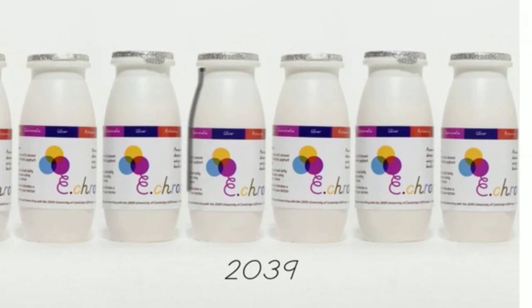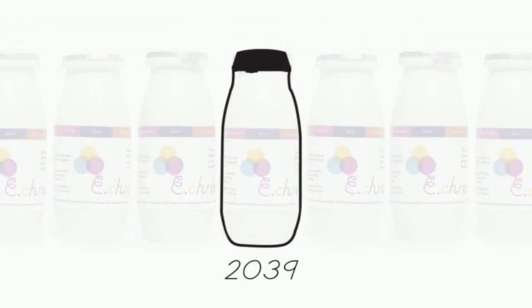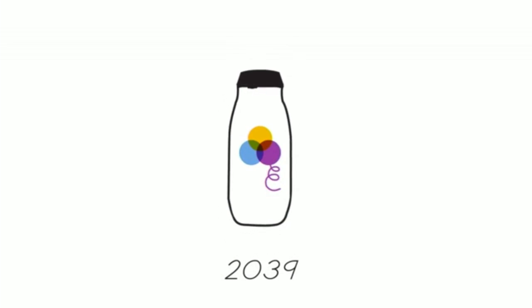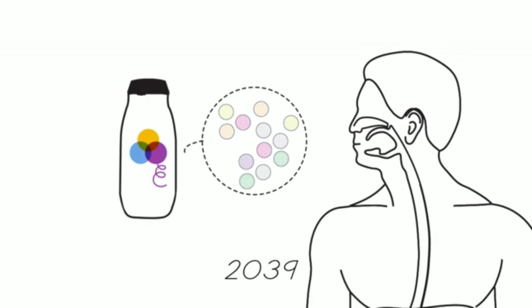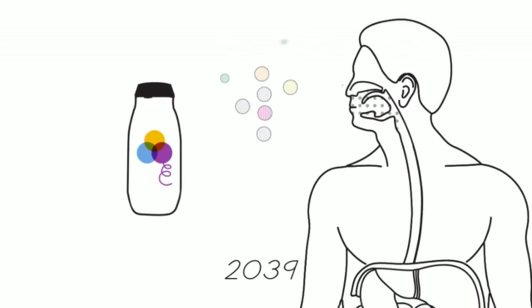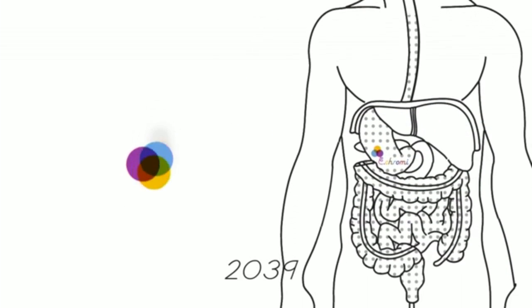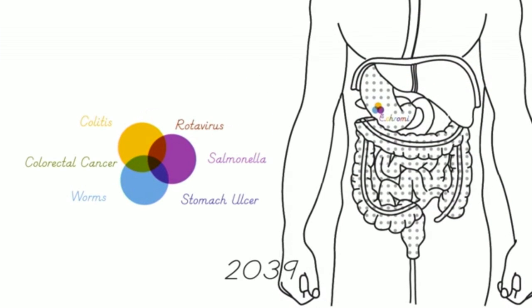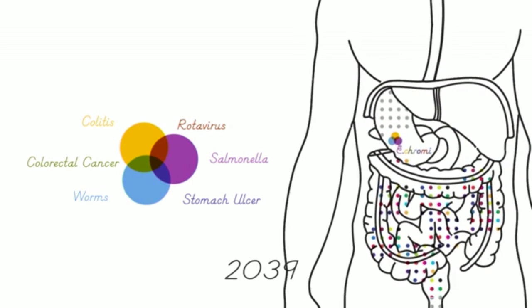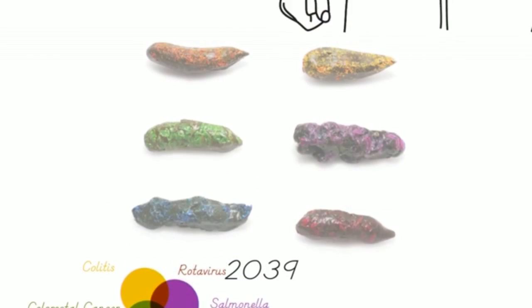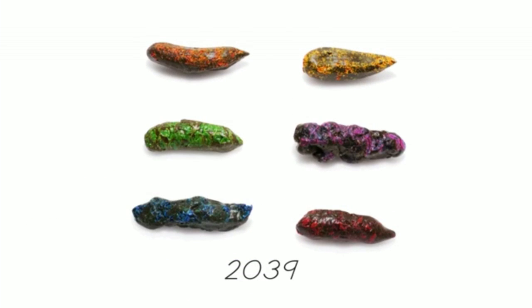By 2039, you can go to the supermarket and buy the simple probiotic yogurt for cheap personalised disease monitoring. The yogurt drink contains eChromi bacteria, which establish a colony in your gut. They monitor for chemical signals that indicate the presence of a wide range of diseases. If they detect a disease, they start generating the corresponding coloured pigment, producing an easily visible output to prompt you to seek your doctor.